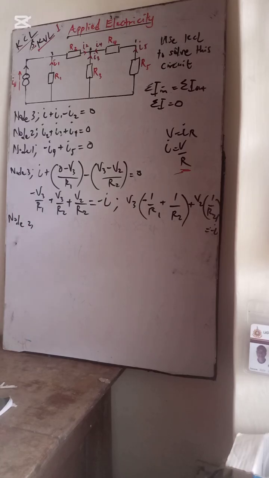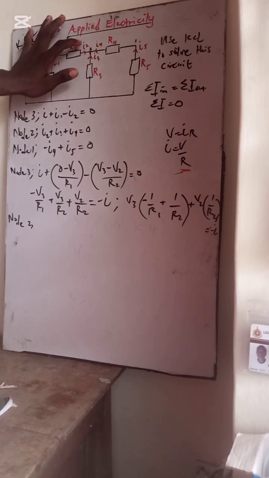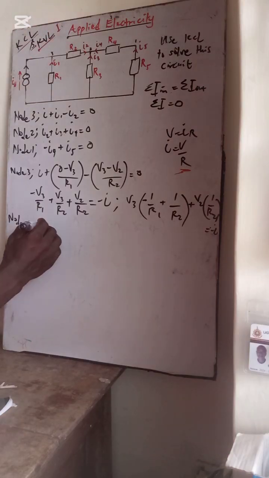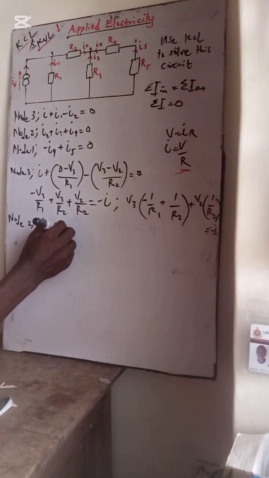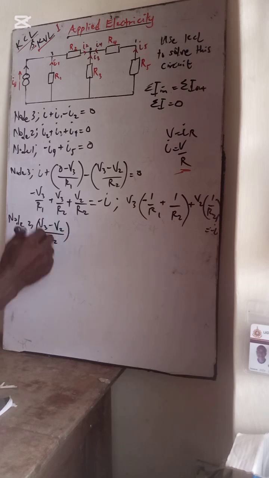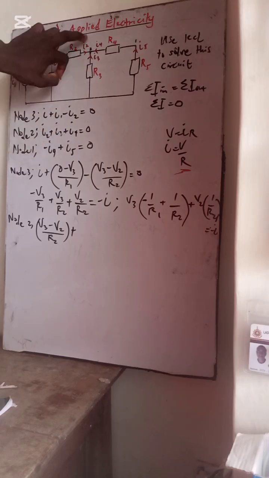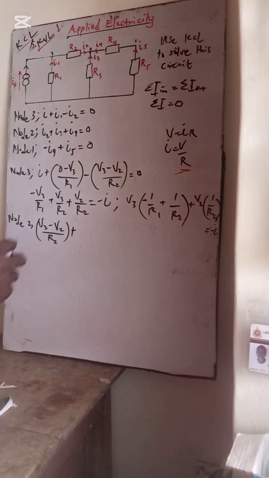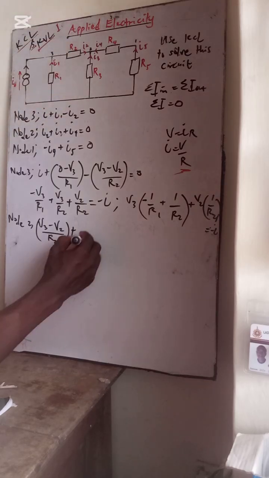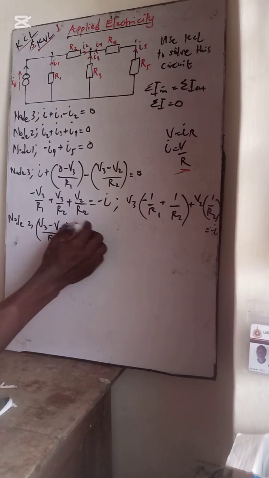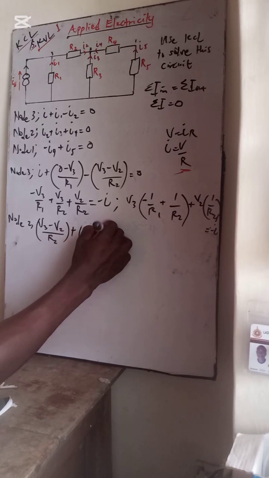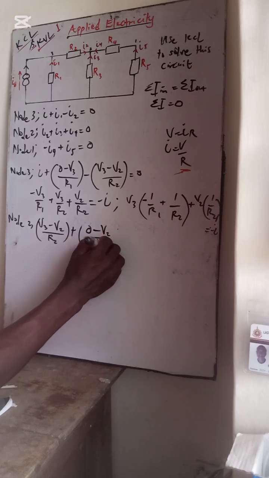For node 2, I2. Our I2, you know I said the other time, is going like this. So you have V3 minus V2 over R2 for the I2, for the current 2. So let's do that again. V3 minus V2 over R2 plus I3. Where is I3? This is I3 here. So it will be V0 minus V2 over R3 for the current flowing through this I3. It will be V0. No, 0 rather. 0 minus V2 over R3.